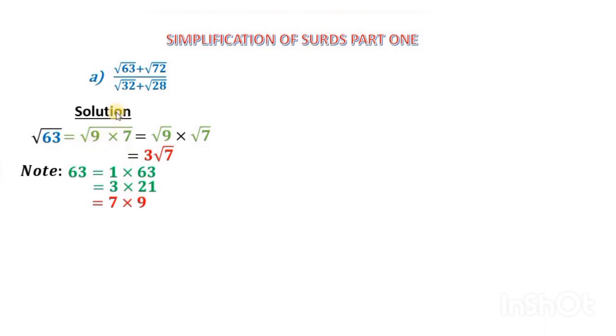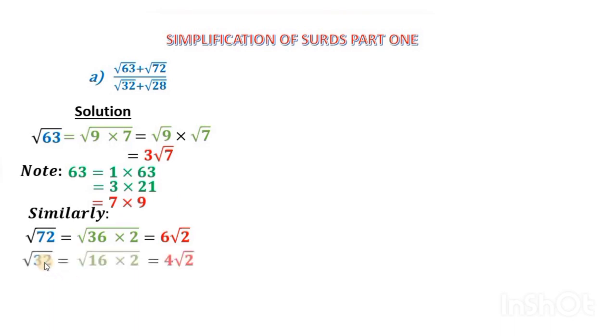Now we'll continue in the same fashion for root 72, root 32, and root 28. Beginning with root 72. Root 72 is 6 root 2. That is applying the same procedure. For root 32, we have 4 root 2. And then finally for root 28, we have 2 root 7. Now with these already simplified, we can now rewrite this.